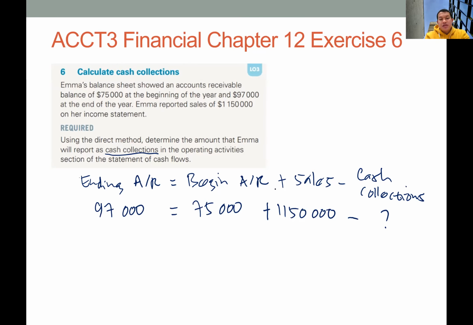If we calculate this, let's add this, so 1.2 and then 97, then we will get 1 point something. So cash collection should be 1.18. So this is how we calculate the cash collection from customer. Any comment or question on exercise 6?